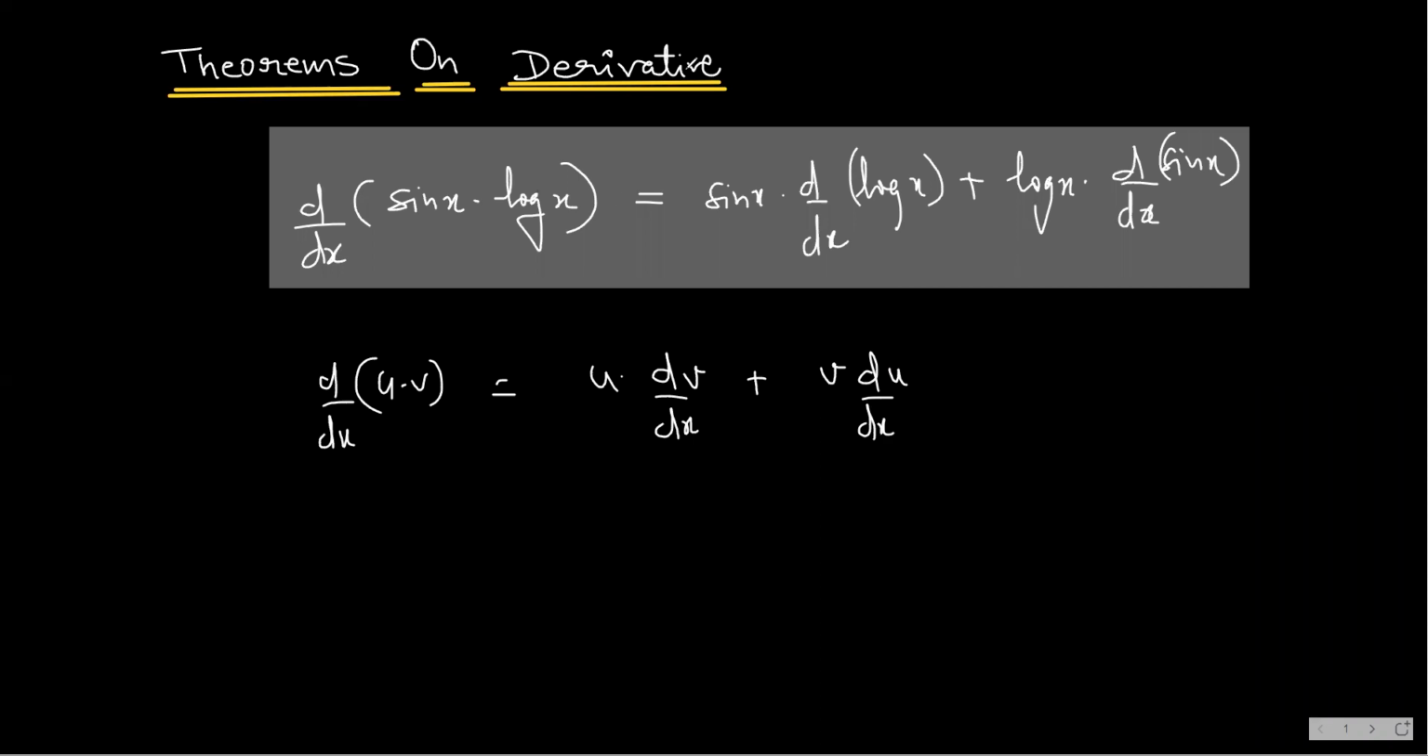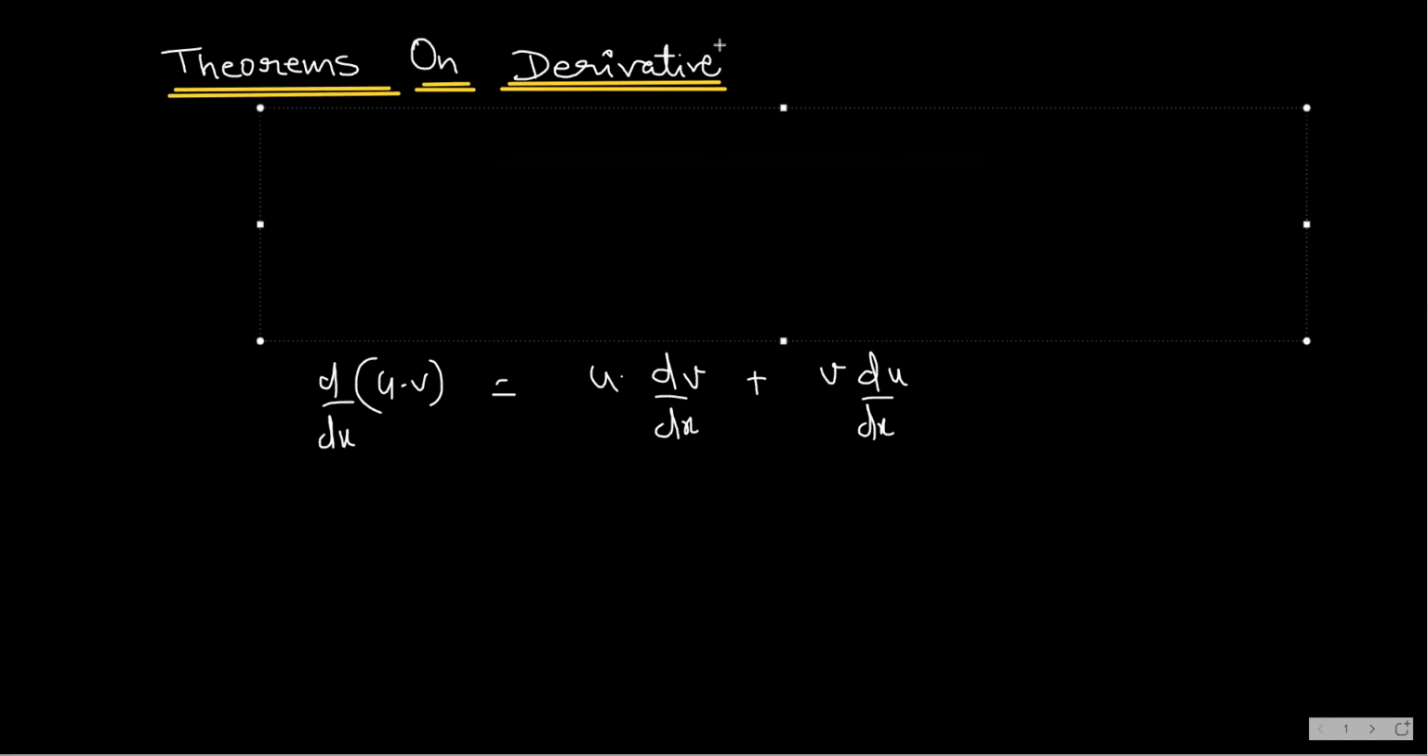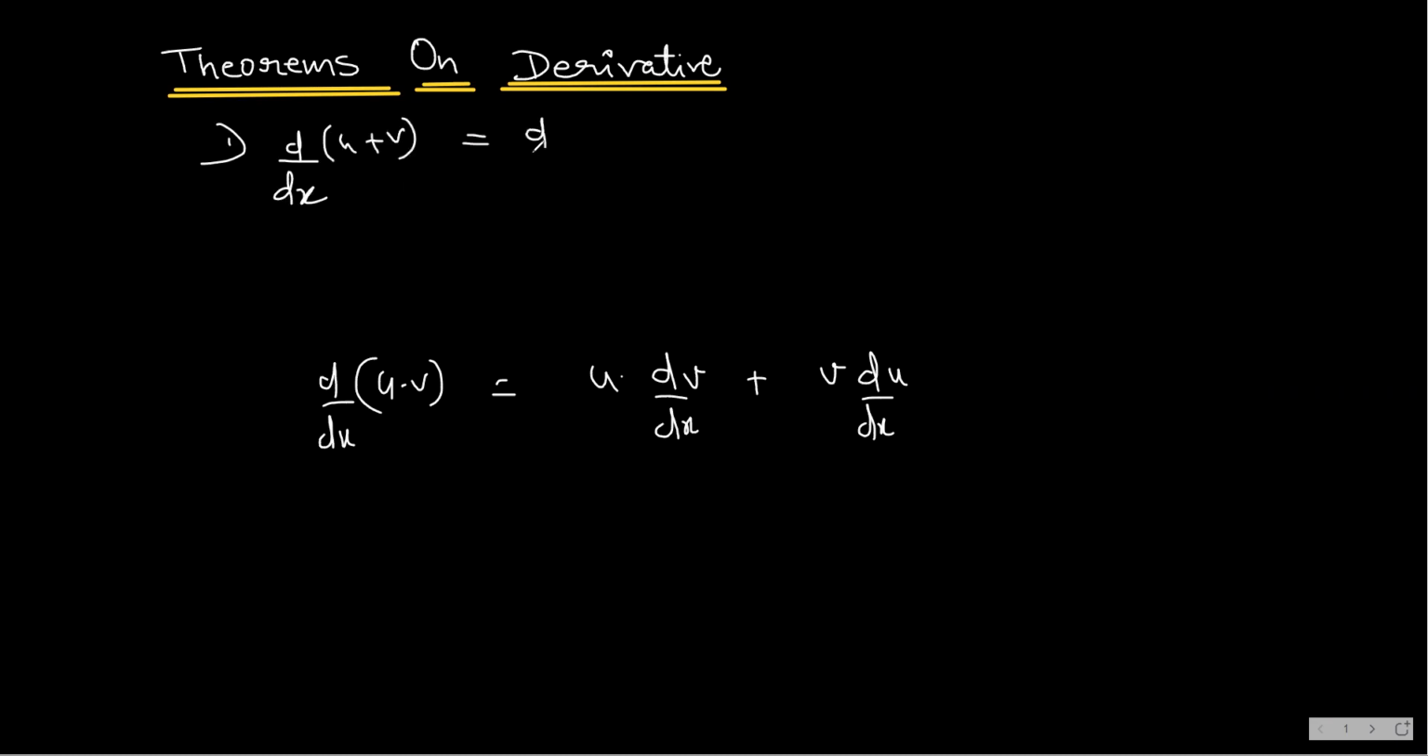We have proved certain theorems in 11th standard. Which were those theorems? In 11th standard we have already done d by dx of u plus v is equal to d by dx of u plus d by dx of v. That is the derivative of the sum of two functions. We write the derivative of individual functions and add. So this we have done. If we have a negative sign here, then we write negative. This also we have done. So 1 and 2, this is done.